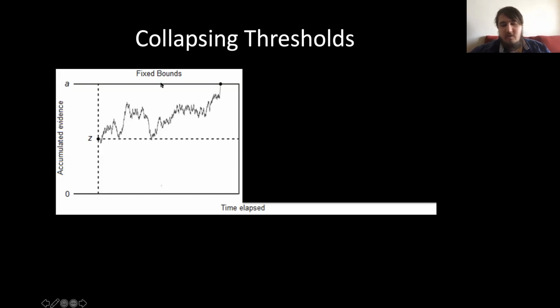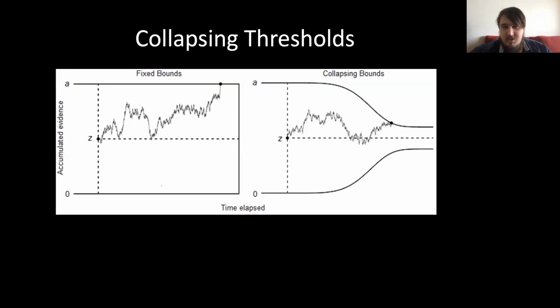So I showed you before, you've got a fixed threshold. So no matter how long you've been making the decision for, you always need the same amount of evidence to make a decision. Well, collapsing thresholds kind of buck this trend and go, well, over time you need less and less evidence. This can either be nicely curved like it is here, or a linear decrease, a straight line. And so over time with collapsing thresholds, you need less evidence to make a decision.